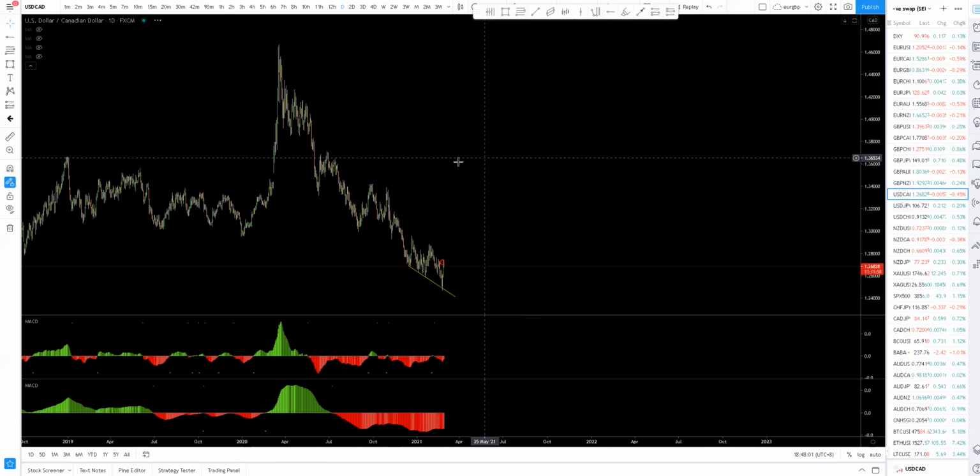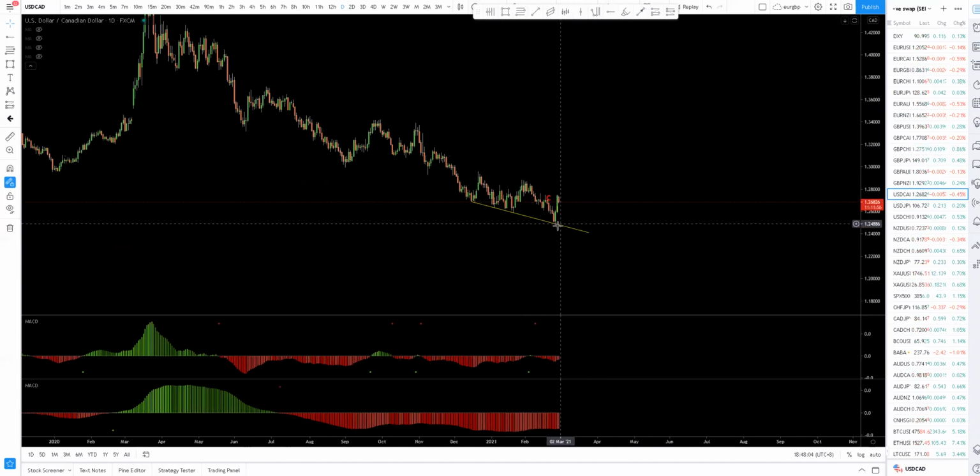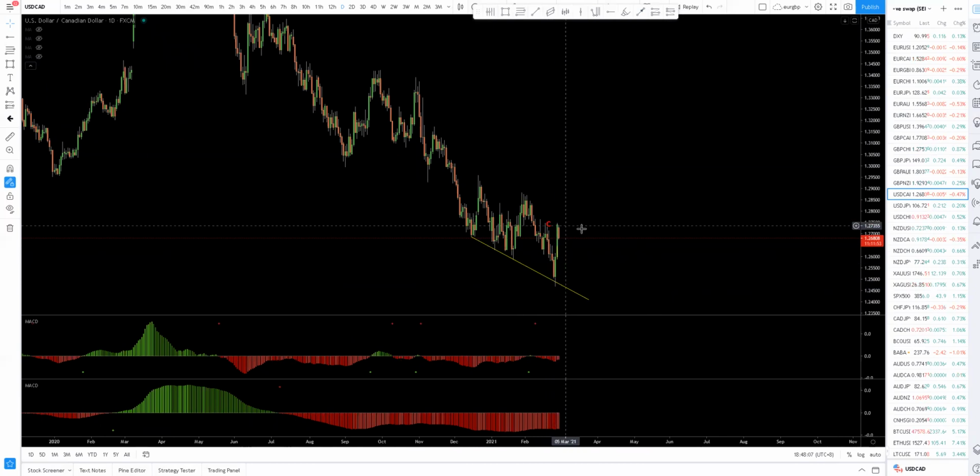Dollar cat. Yeah, this was perfect. Very nice move. So see, it comes here, goes up. Nice move.